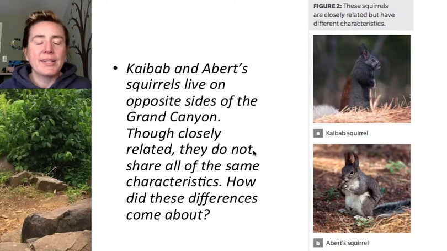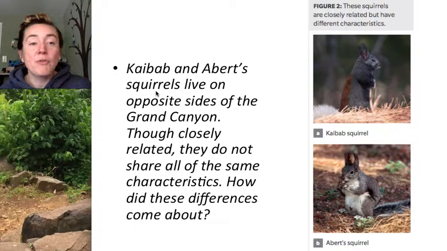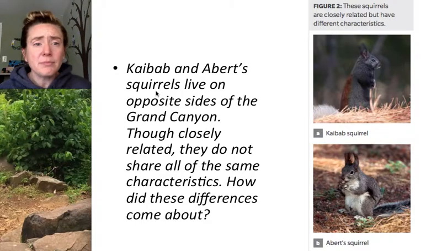One example that is in your book talks about squirrels. Now, right now, if you look outside of your window, you might be able to see the common eastern gray squirrel. But there are two squirrels here that your book mentions. One is called the Kaibab squirrel, and the other is the Abert squirrel. Now, these two squirrels, you don't find them here, but you do find them in the Grand Canyon. And they are on opposite sides of the Grand Canyon.